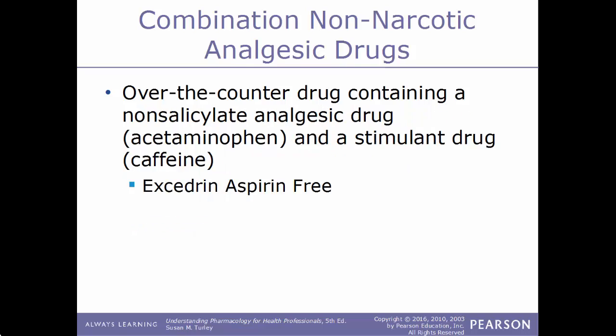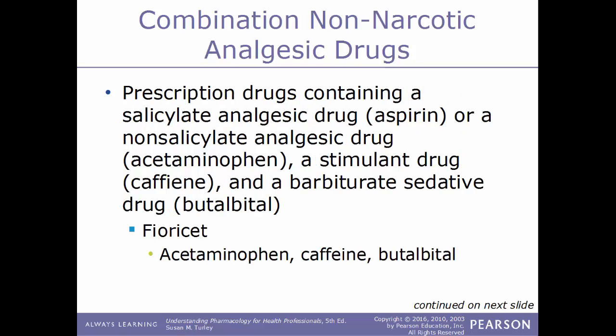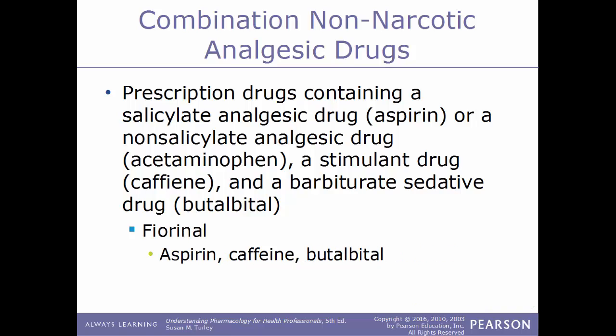See another possible combination, a non-salicylate drug like acetaminophen plus a stimulant drug like caffeine. An example of this type of combination is Excedrin Aspirin Free. Another type of combination includes a prescription drug that contains a salicylate analgesic drug like aspirin, or a non-salicylate analgesic drug, acetaminophen, and a stimulant drug, caffeine, and a barbiturate sedative drug, butalbital. An example of this type of combination is the drug Fioricet, and this is a combination of acetaminophen, caffeine, and butalbital. Another example of this combination, Fiorinal, which is a combination of aspirin, caffeine, and butalbital.